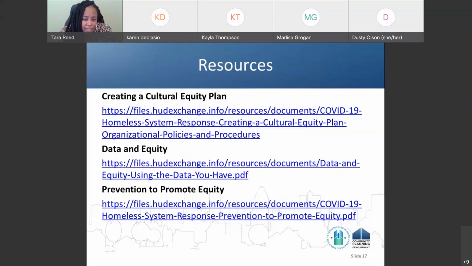For your review, I've also included as a part of this deck a set of resources from HUD that were released within the past year, and they all address ways to create and infuse equity within your work. Next slide, please.